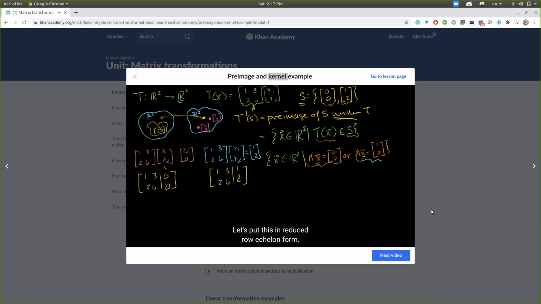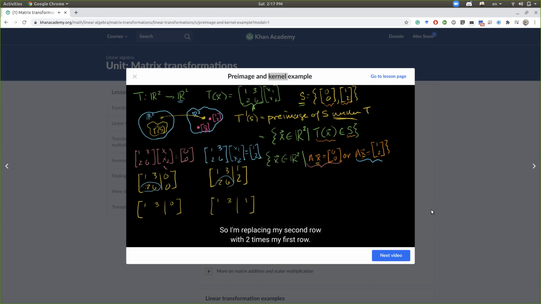Let's put this in reduced row echelon form. So let's replace our second row with our second row minus 2 times the first row. Let me solve these systems in parallel. My first row stays the same, 1, 3, 0, and here 1, 3, 1. In both cases, because I just want to get the left-hand side of my augmented matrix into reduced row echelon form, I can apply the same row operation.